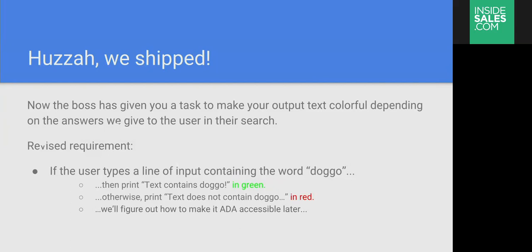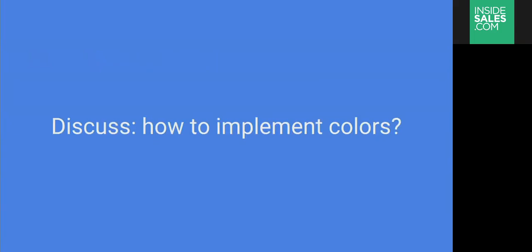All right. We're going to figure out how to make that ADA accessible later because red and green are usually terrible combinations for that. But let's discuss, how would you implement these colors? What do you guys know about terminal colors? There are escape codes for it? On Windows, it's a lot more complicated. Probably find a crate.